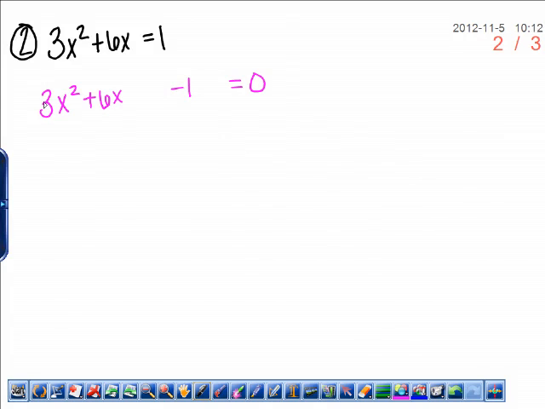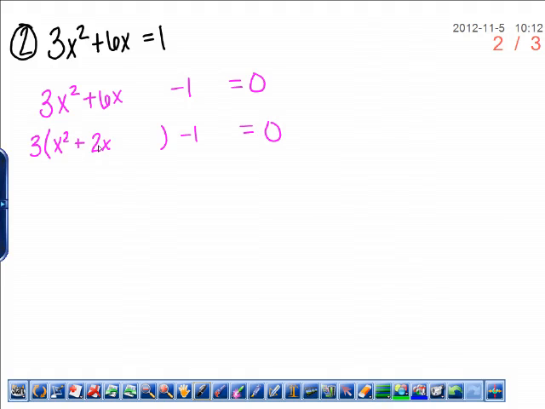Pull out the 3. Because 3 goes in evenly to 3 and 6? Is that why I'm pulling out 3? No. Why am I pulling out 3? Good. It's your a value. So whatever your a value is, you've got to pull it out. So 3 times x squared plus 2x. Leave yourself some space. All righty. What do we do next?